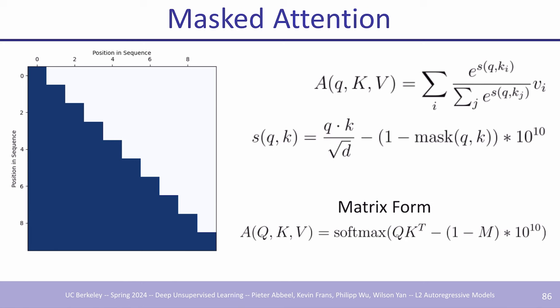If you implement it, one common way is to take the attention mask for QK transpose, and then have a binary mask of zeros and ones, where one is the blue and zero is the white. Then you just multiply it by a really large negative number. So when you do the softmax, it'll be very, very close to zero, and it'll basically be masked out at that point.